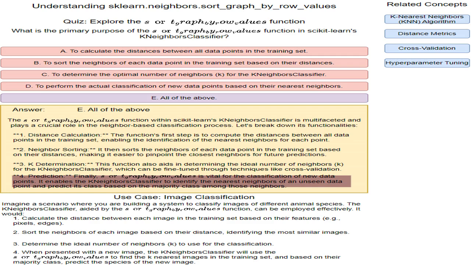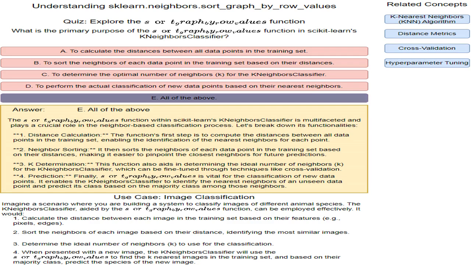True. 4. Prediction. Finally, sort graph by row values is vital for the classification of new data points. It enables the k-neighbors classifier to identify the nearest neighbors of an unseen data point and predict its class based on the majority class among those neighbors. True. The sort graph by row values function within scikit-learn's k-neighbors classifier is multifaceted and plays a crucial role in the neighbor-based classification process. True. E. All of the above.